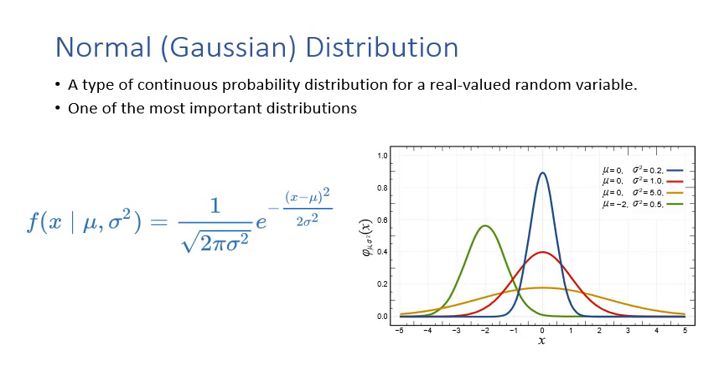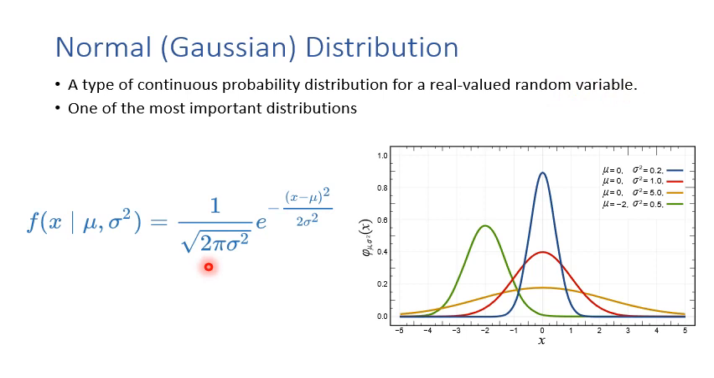To use a probability model, we need to know the distribution of our data, but most of the time it's not possible. So we create some probability distribution. The most common distribution is the normal distribution, also called the Gaussian distribution, because it was proposed by Gauss. The normal distribution is a type of continuous probability distribution for a real-valued random variable, and it's one of the most important distributions.